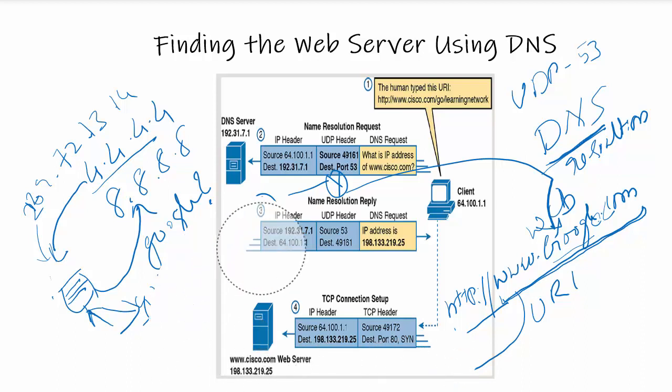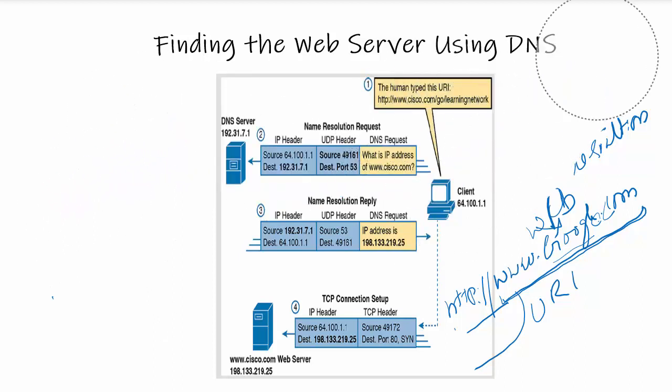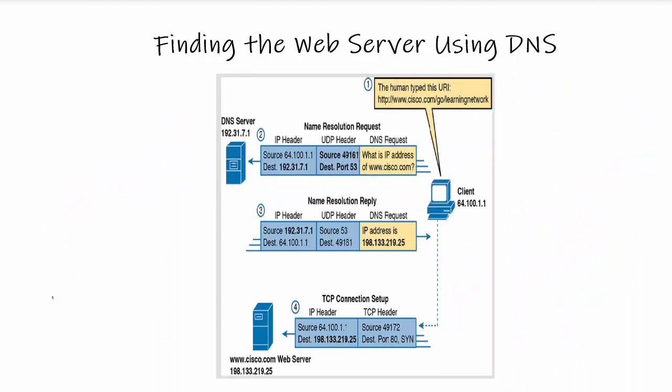So let us see another example here. In this example, we'll use a Cisco website. In this, the user is trying to go to a Cisco portal called Cisco Learning Network. As soon as the user types this URI, cisco.com/go/learningnetwork, the client, this is the user PC, would send a DNS query. So this is the name resolution request given by this client to the DNS server. Let us assume this is a public DNS server 192.168.7.1.